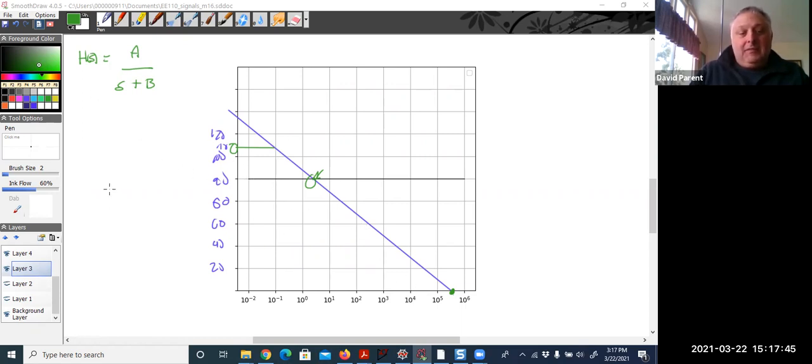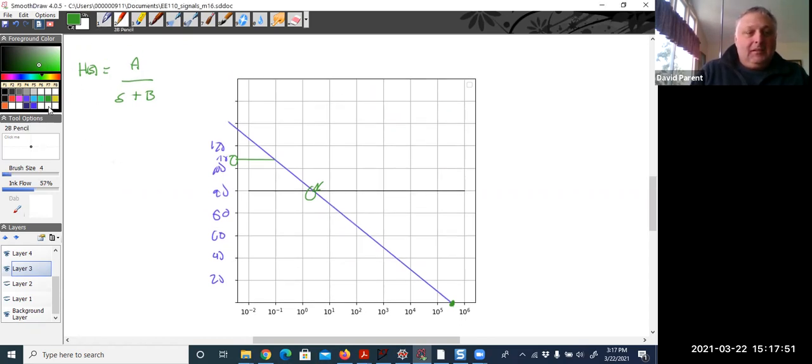The next example was going to be, what if I had 10 over s plus 10, times 10? Well, that's a low pass filter with a gain of 20 dB. And that'll work. So in fact, according to this idealized model, it works for all frequencies.